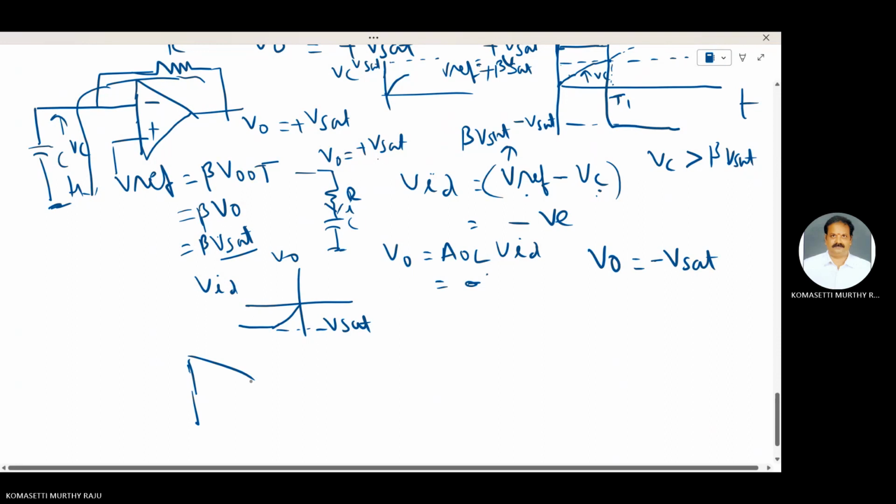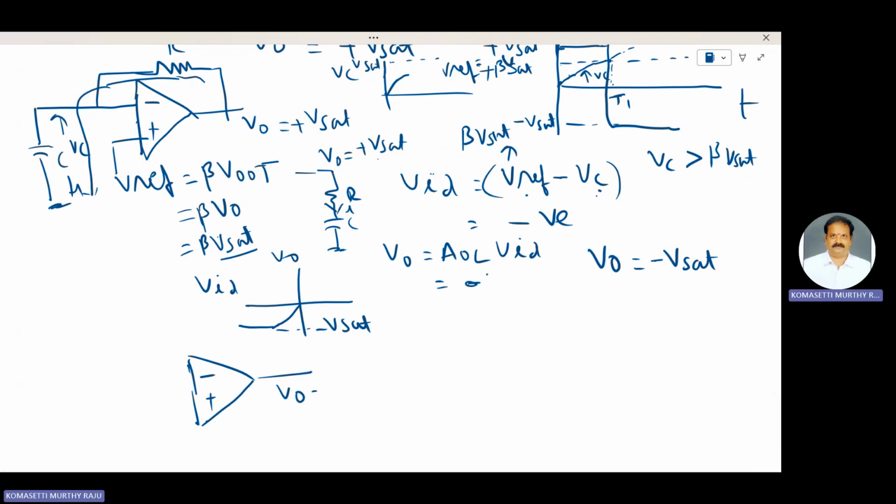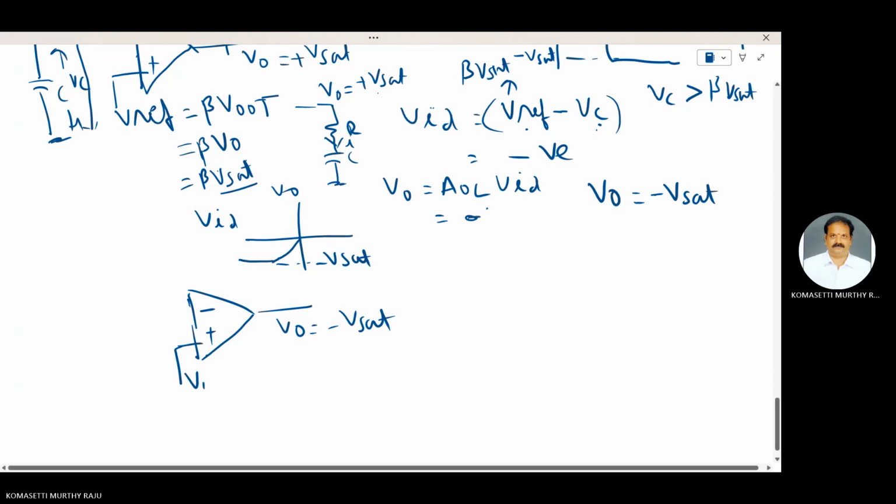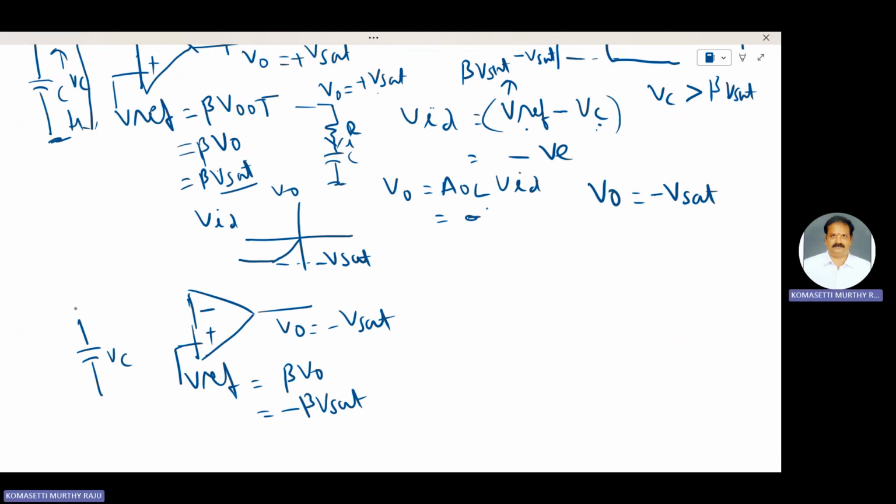V reference also changes. That means V minus plus V0 is equal to minus V sat. The reference voltage here, V reference, is equal to beta V0, that is, V0 is minus V sat, so minus beta V sat. Here the capacitor voltage is VC.